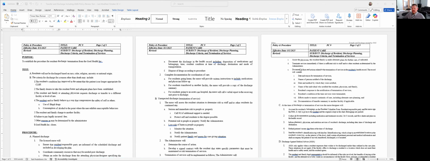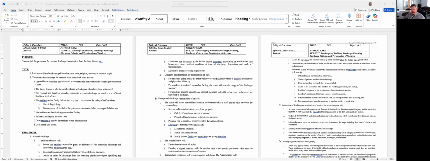Terminate services immediately if there is sufficient risk to staff or other residents, as determined by the administrator. Guys, it's my job to keep everyone safe in here. If there's a patient that's getting out of control, we have to remove them from this location. It's just not fair to the other patients or the staff members. Okay, I'll document all the facts that pertain to me.